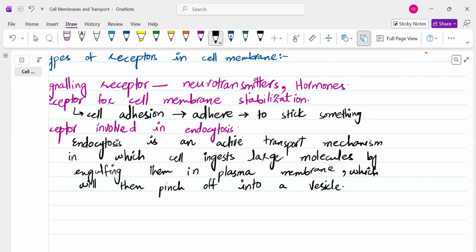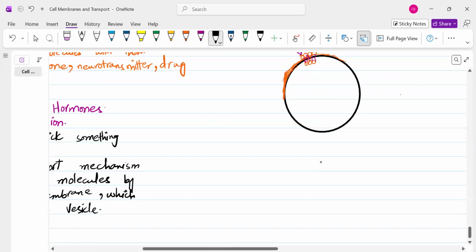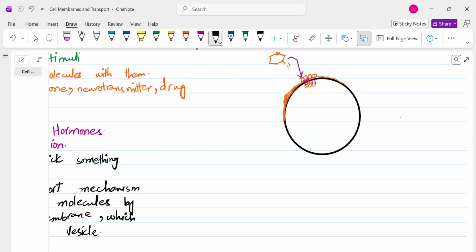Now, what does it mean? It means you have a cell just like this, and maybe this is a large molecule, and it wants to enter the cell. Firstly, it will adhere over here, right? And then it will pass through the plasma membrane through some carrier protein. And when it is passing through the plasma membrane, it will be pinched off in the form of a vesicle.